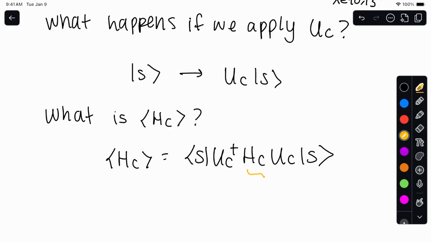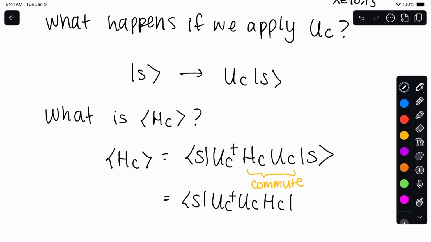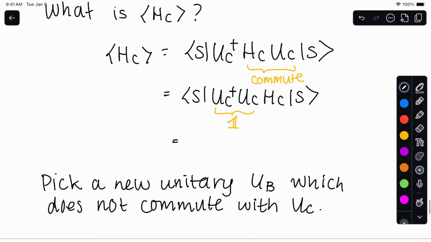Okay, one thing we can notice here is that UC is just the matrix exponentiation of HC. So these two things commute with each other. That means I can change their order and nothing happens. But UC is a unitary, so U dagger is its inverse, and this will just be the identity. So nothing has changed. We've not learned any new information. So it's not super useful. Like if we just apply this unitary, we're not changing the expectation value of HC.